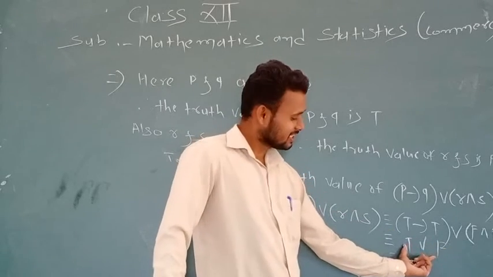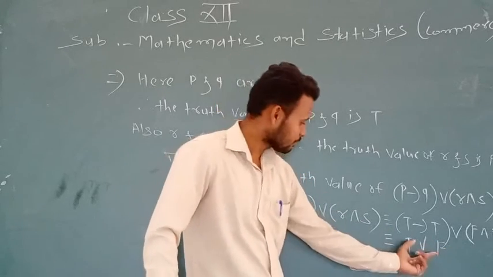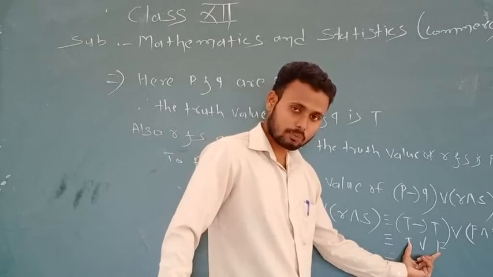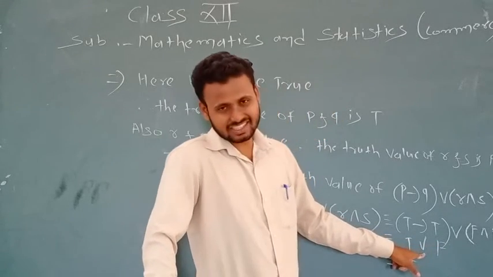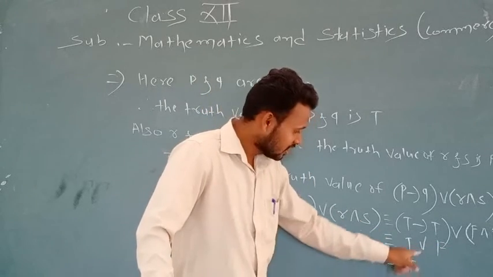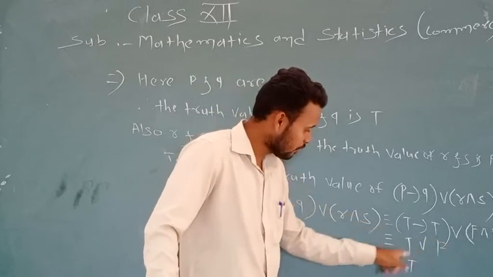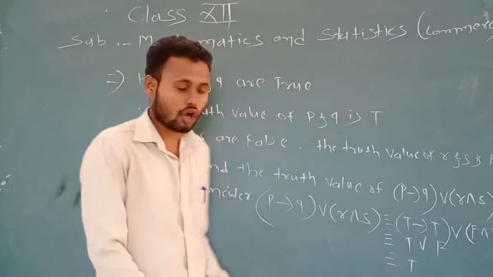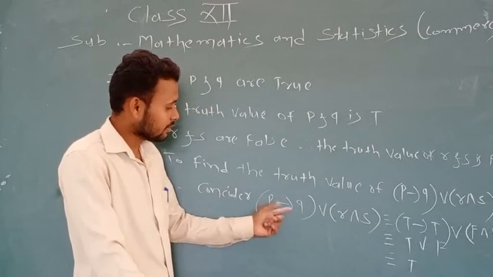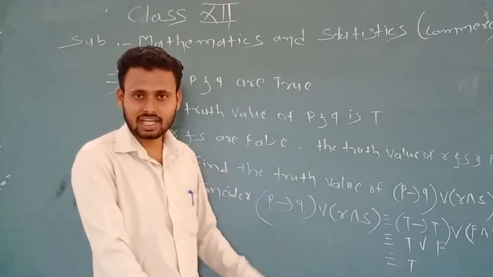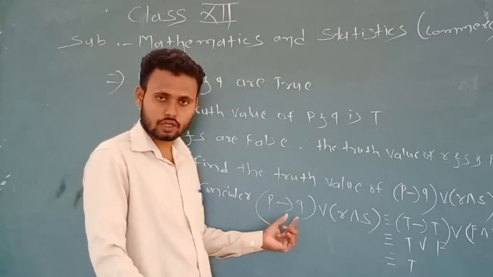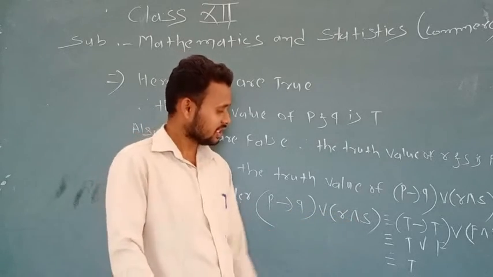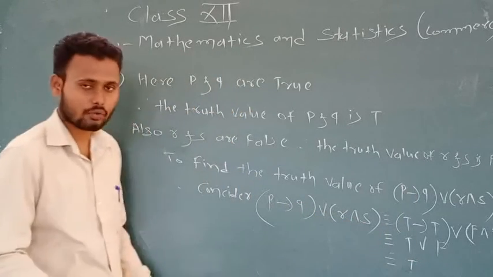Now in disjunction, this symbol is disjunction. In disjunction we know that if both these substatements are false, then the disjunction is false, otherwise it is true. Therefore this is the otherwise condition. Therefore this value is T, which is the required truth value of the statement P implies Q joined with R meet S. Therefore, guys, the truth value of the statement P implies Q joined with R meet S is T, which is our required answer.